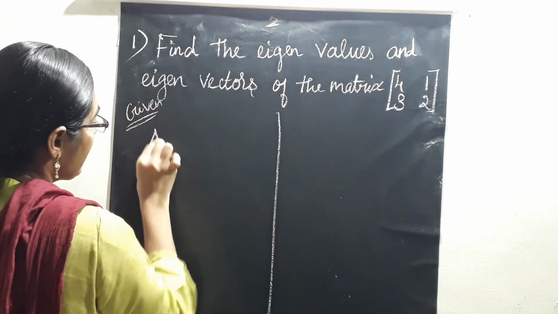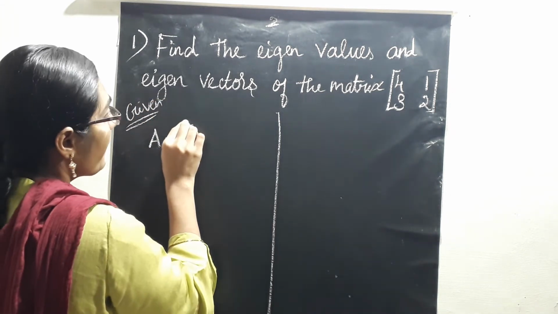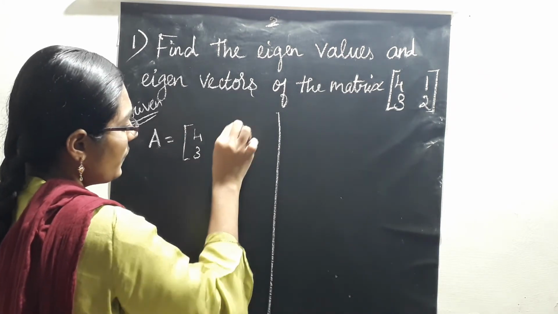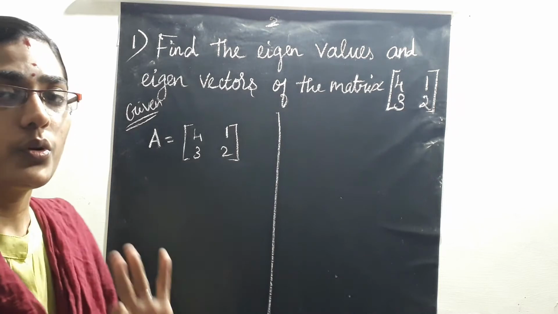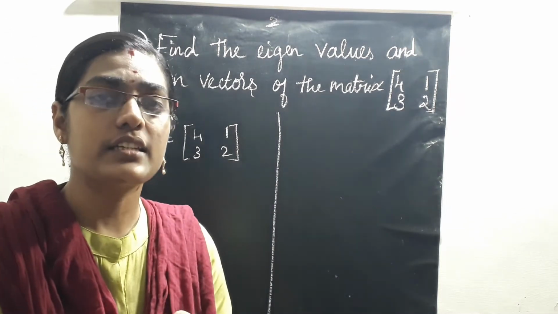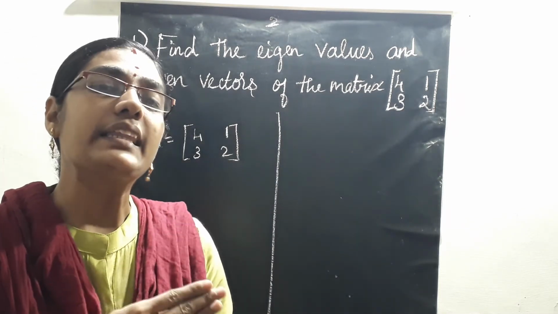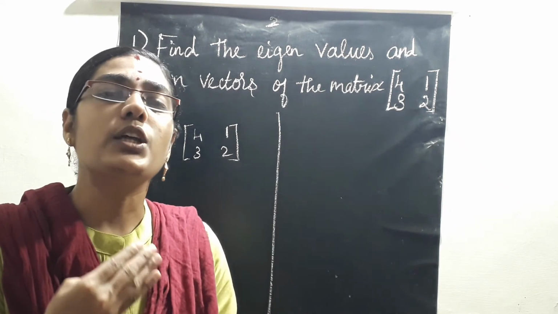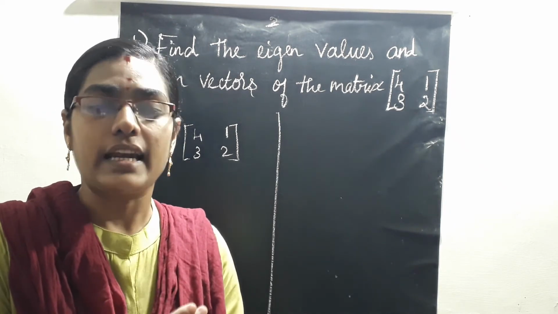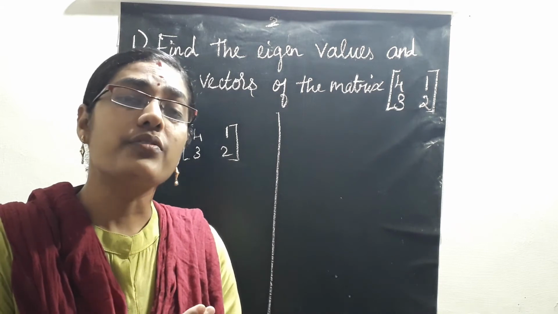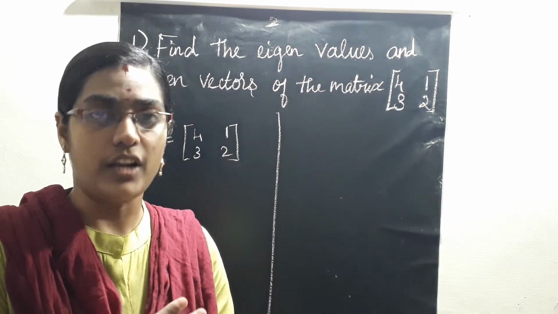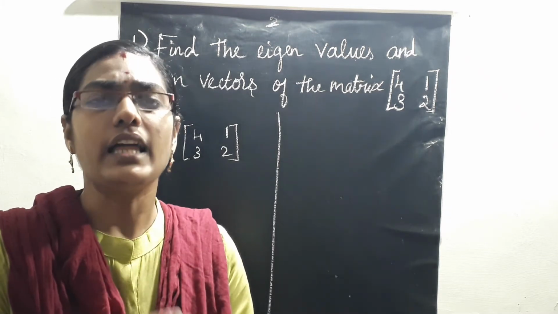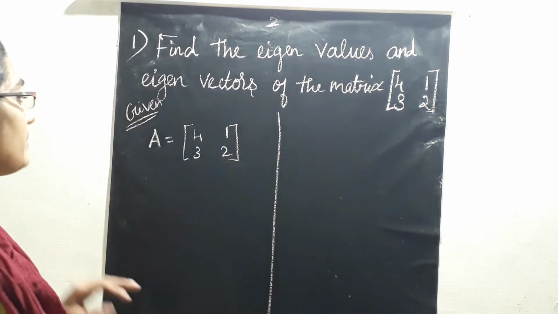Let the matrix A equal to 4, 1, 3, 2. Here we need to follow 3 steps. First thing is, we need to find the characteristic equation. The second one, to find the roots for the characteristic equation. The roots of the equation will give you the eigenvalues. Then with the roots, we need to find the eigenvectors. These are the 3 steps.